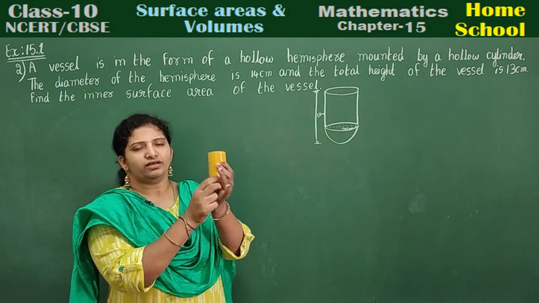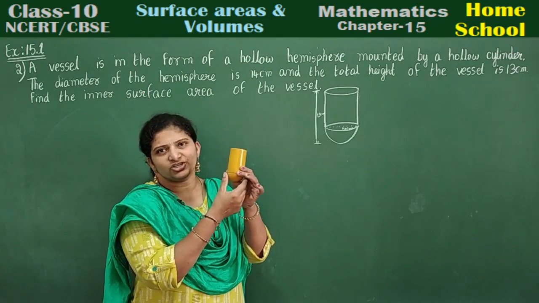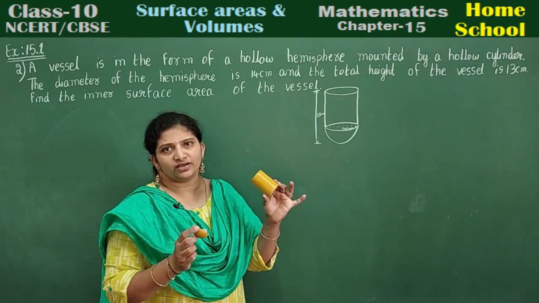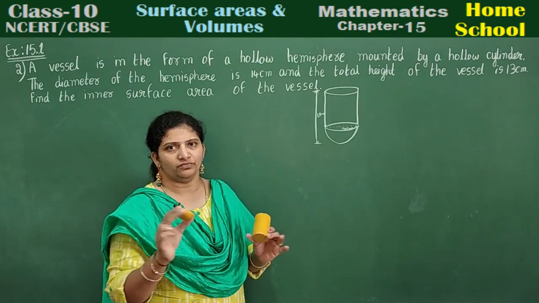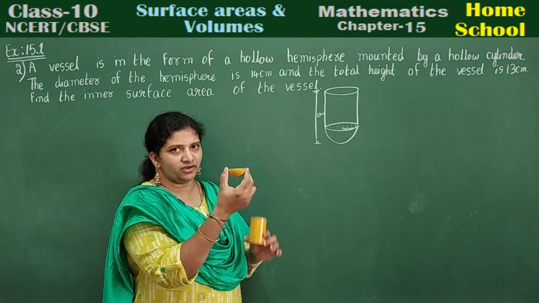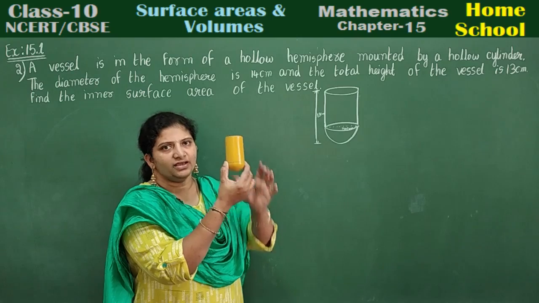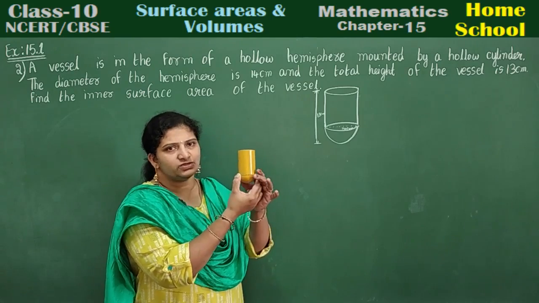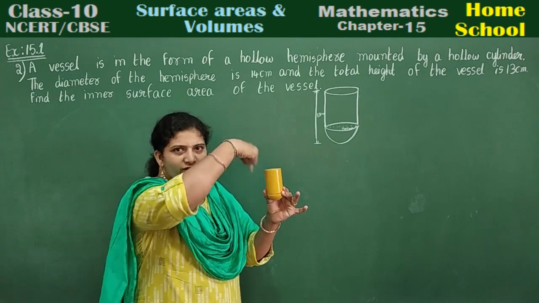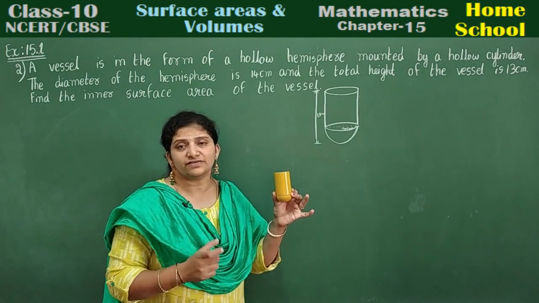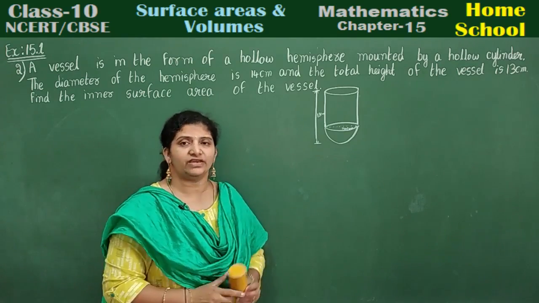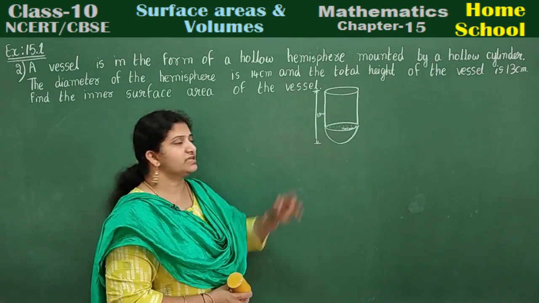What is the inner surface area of the given vessel? Okay, let's try to imagine here, children. Though it is a solid figure, it is not hollow, but imagine this is hollow. A hollow hemisphere surmounted by a hollow cylinder. This is one vessel. You need to find the inside CSA, curved surface area of this vessel. We need to calculate. You can see the figure.